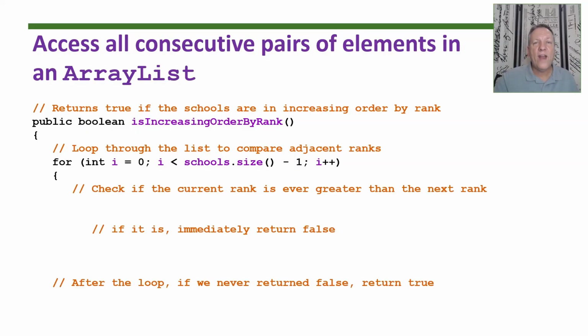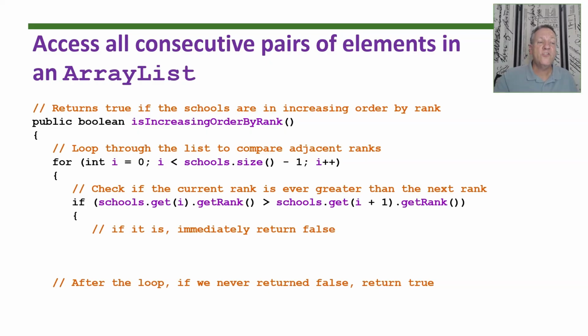The reason I do that is because I'm going to look at the school in position i as well as the school in position i plus 1. And if I don't do a size minus 1 here, I'm going to go out of bounds when I get to the end of the array list. Another way of doing this was to use i and i minus 1, but then it would start at 1 and not 0. So either way works. This is how we chose to implement it here.